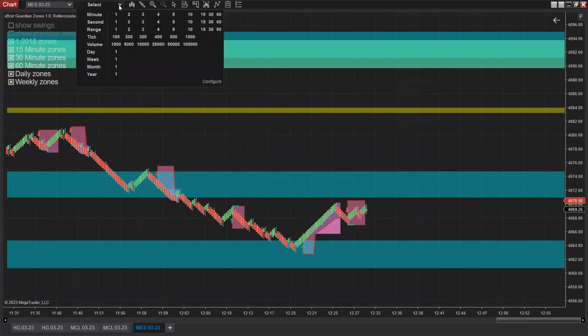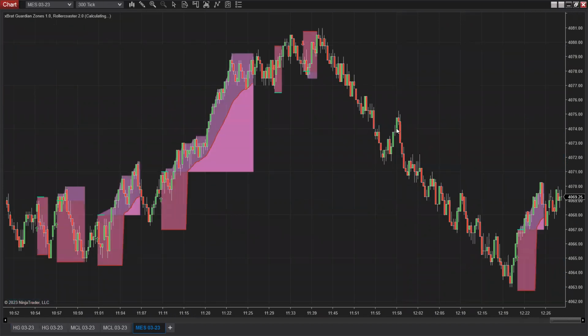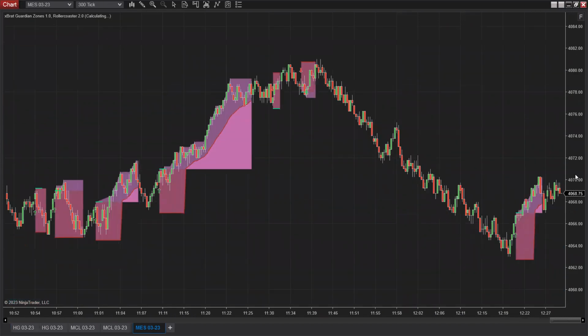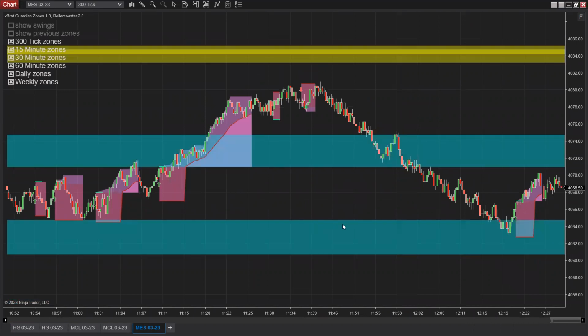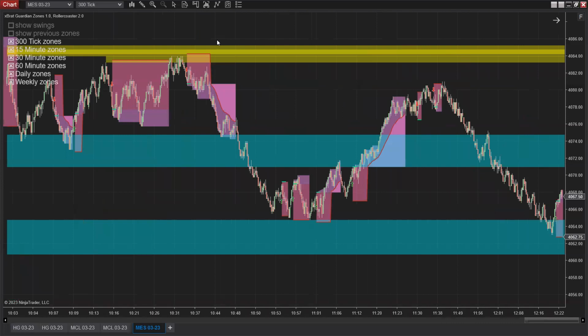Let's go back to, what did 300 tick look like today? I think there's too much support and resistance on MES today. Yes, Bill, we do. So where is it?